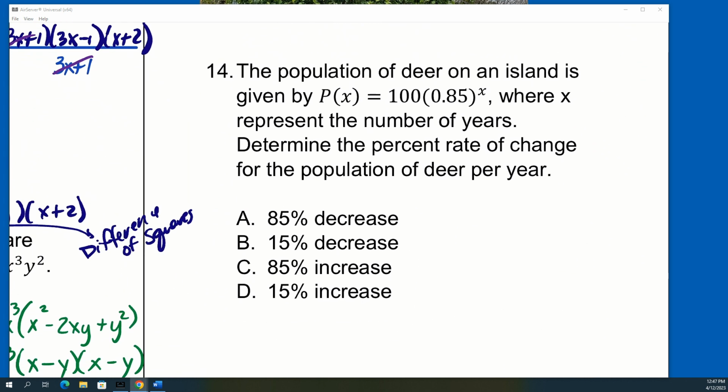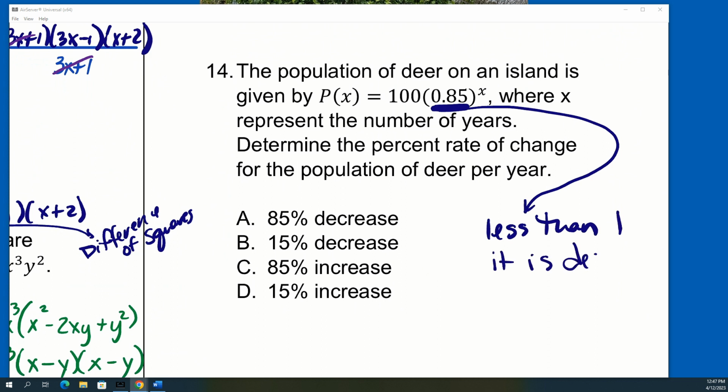All right, a couple more. So this one, the population of deer on an island is given by that function where x represents the number of years. Determine the percent rate of change for the population of deer per year. So that all has to do with this 0.85. If the number that's the base is less than 1, it's decreasing. So I can decide between A and B.